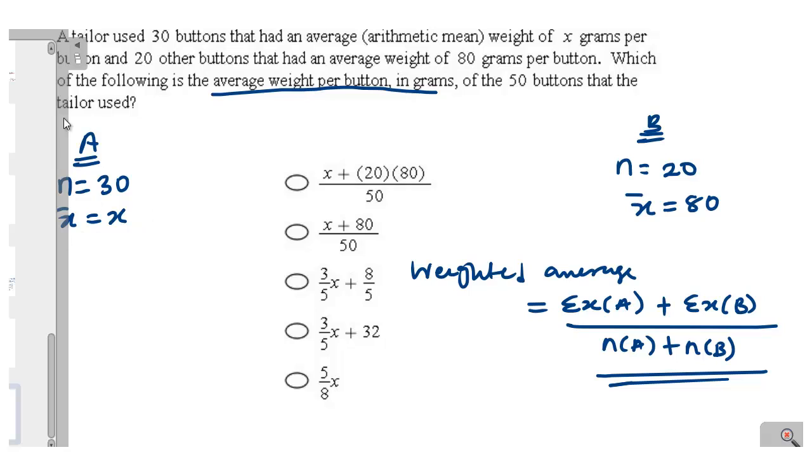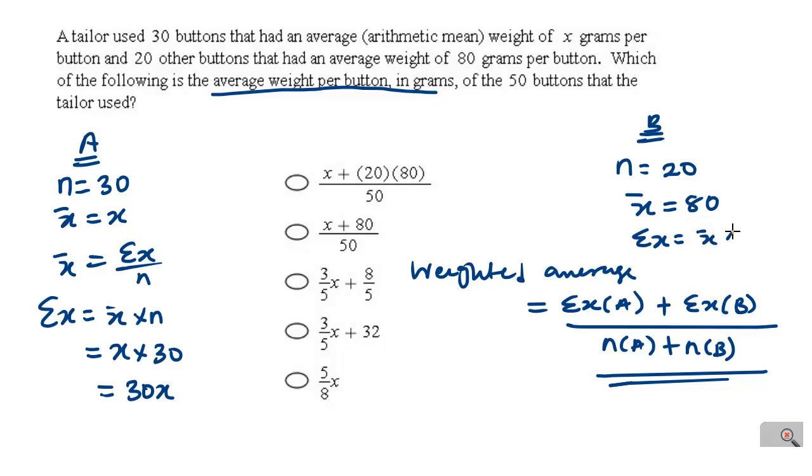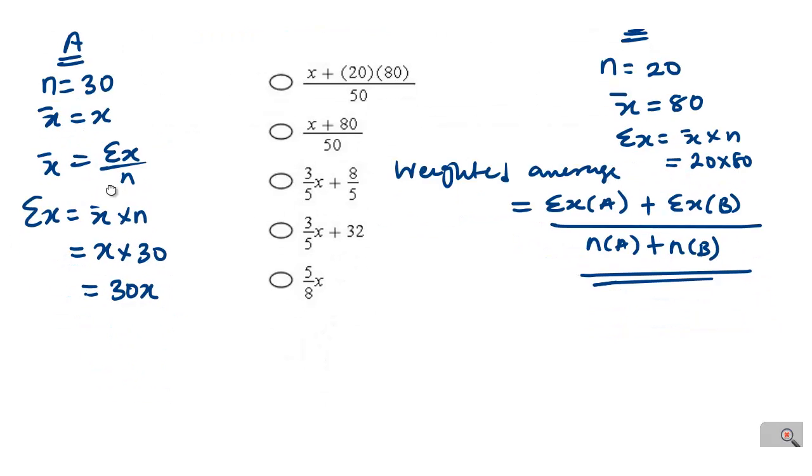So we need to remember that the arithmetic mean for an ungrouped data is summation x over n. So we can say that summation x is equal to arithmetic mean times n, and that will give us x times 30, because the arithmetic mean here is x, so that will give us 30x. Then for this other one, summation x is equal to x bar times n, and that will be 20 times 80. All right, so these are the things we are going to be plugging into this formula.